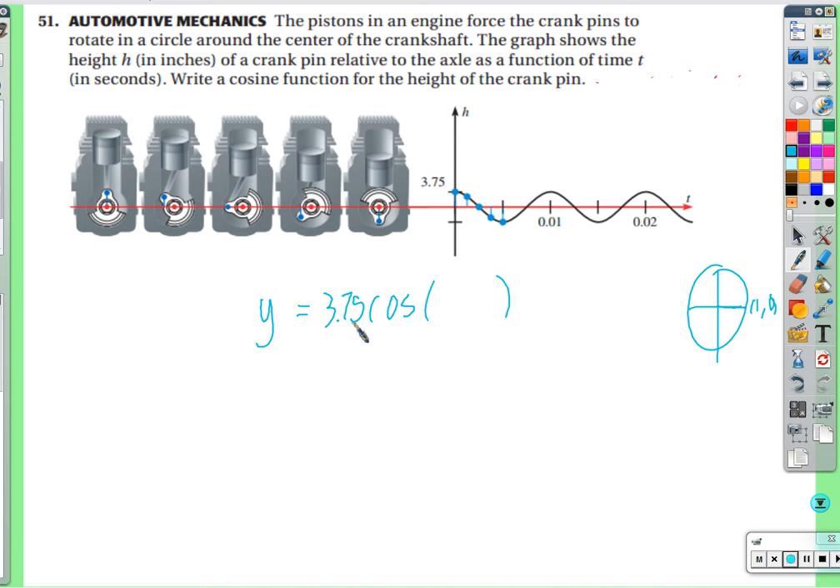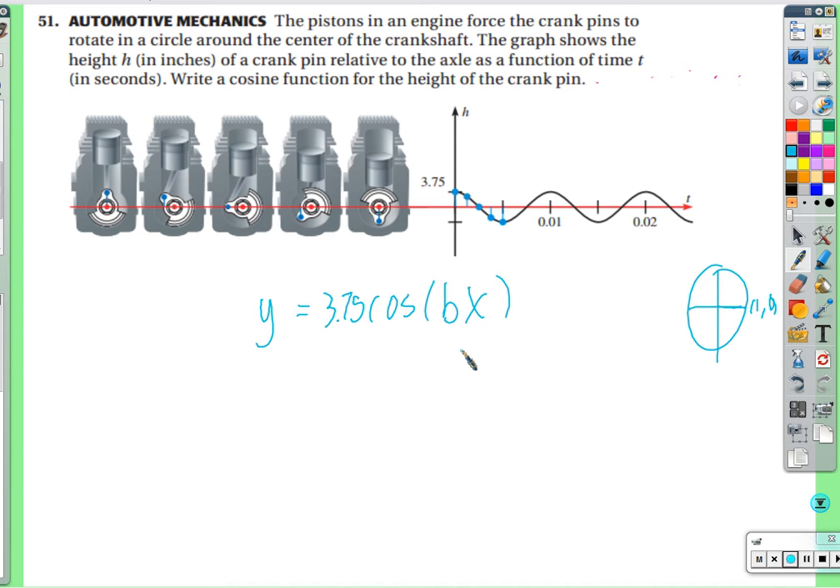What other kind of change have we seen? Have we seen a horizontal shift, vertical shift, period change? Period change. Anything else? No. So we just need to figure out what B is. Cosine of bx.